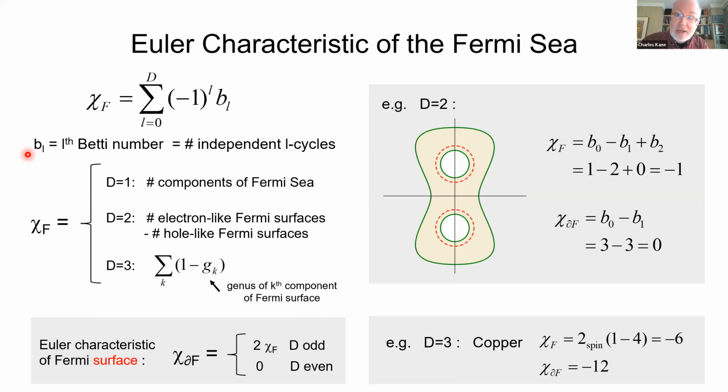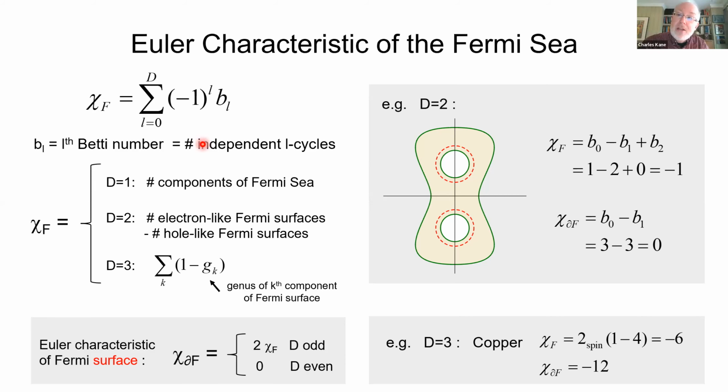So B0, the zeroth Betti number, counts the number of topologically independent points. And every point within a given connected region is topologically connected. So B0 just counts the number of disconnected segments of your region. B1 counts the number of loops that you can draw that are topologically distinct. And the Euler characteristic is the alternating sum of the Betti numbers. As an example, in one dimension all you have is B0, and so the Euler characteristic is just the number of independent components of the Fermi sea, and that's what the Landauer formula measures.